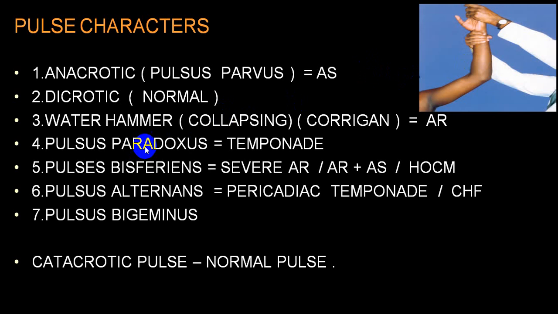There is another variety of pulse we call pulsus paradoxus, which is characteristic in case of cardiac tamponade. Now this is a very characteristic pulse. You feel for the radial pulse. Already the radial pulse is of low volume. In a normal person, when the person takes a deep breath, during deep inspiration, the venous return to the right side of the heart is reduced. And as the venous return is reduced, the cardiac output reduces, and the pulse volume reduces.